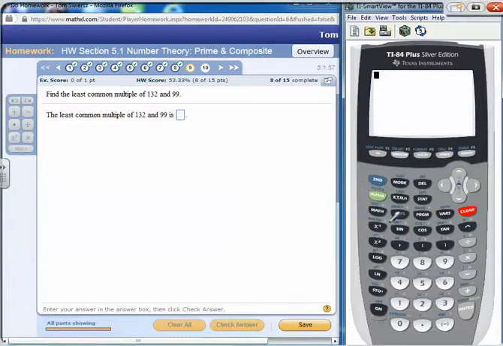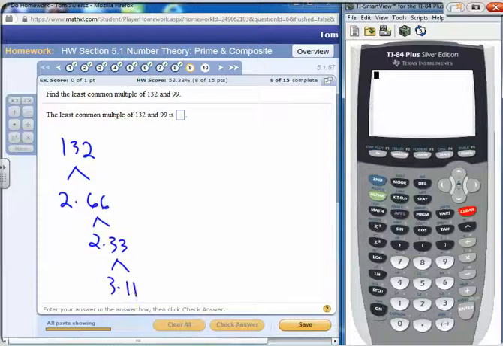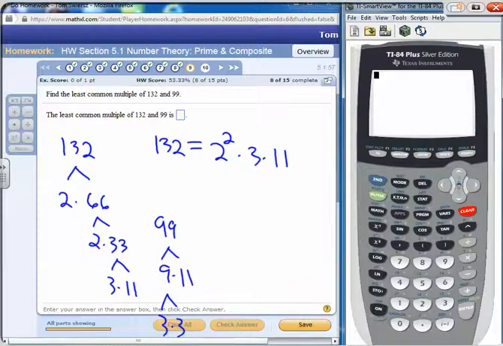So for the prime factorization of 132, we have 2 times 66. 66 is 2 times 33. 33 is 3 times 11. Okay? So the prime factorization of 132 equals 2 squared times 3 times 11. 99 is 9 times 11. 11 is prime, 9 is 3 times 3, so 99 is 3 squared times 11.